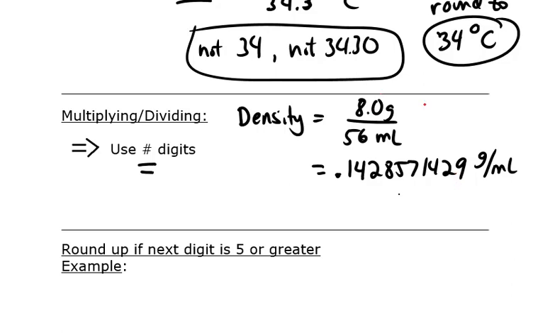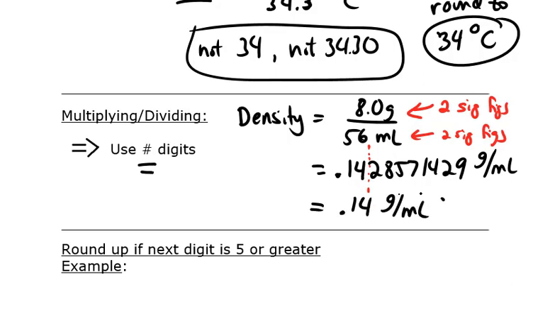But we look at the top number, and that has 2 digits. So we'll say 2 Sig Figs. We look at the bottom number, it has 2 Sig Figs. Therefore, using the number of digits, our answer will also have 2 Sig Figs. Doesn't matter what place they're in for multiplying and dividing, it matters how many there are. So we're going to cut off our number after two digits and report 0.14 grams per milliliter, which is a much more reasonable answer than writing all those digits.